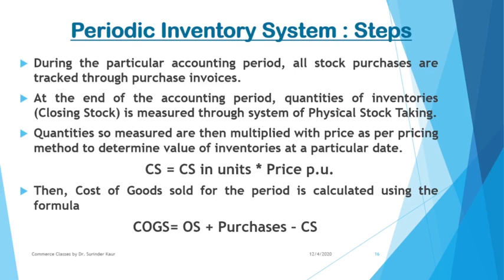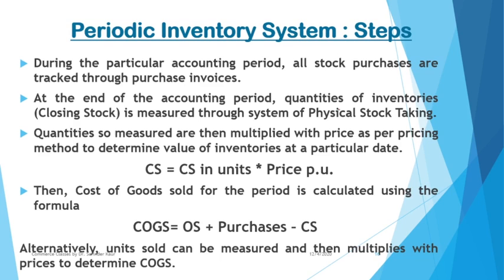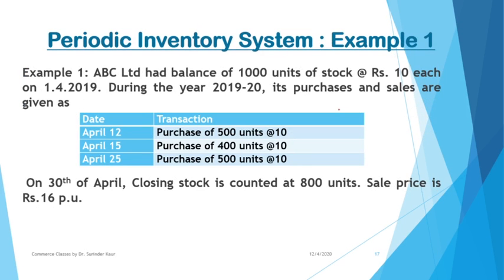That is, if something is not there in the stores, if something is not left as a closing stock, it must have been sold. That is what we are saying. Units sold can be measured and then multiplied with the prices. So let us understand this with the help of a very simple example.